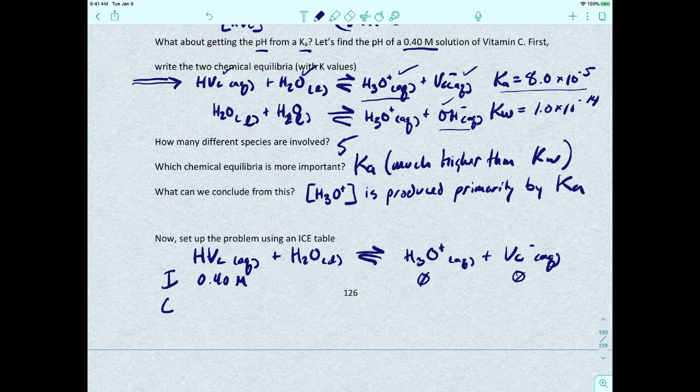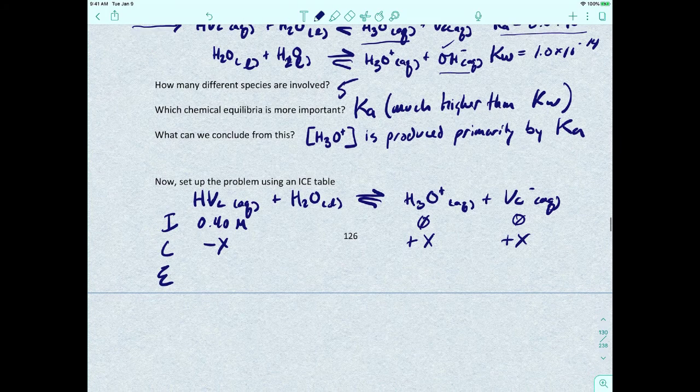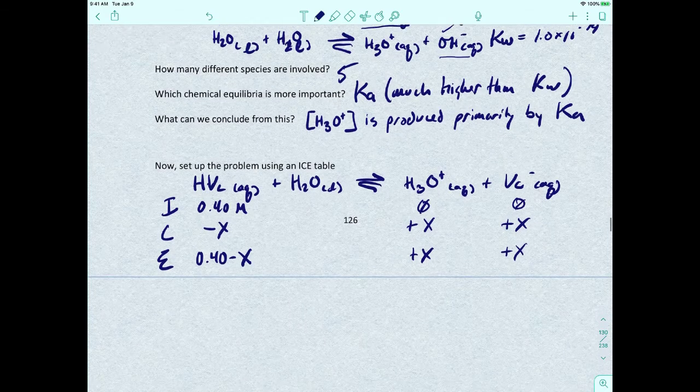Okay. Now the change, this time we don't know what it's going to be at equilibrium. So it's going to be minus X. Same thing with H3O+, except it's going to be plus X, and the concentration of ascorbate ion also plus X, because those are our products. So at equilibrium, the concentration of vitamin C is going to be 0.40 minus X. Concentration of H3O+ will be plus X. Concentration of ascorbate ion plus X.